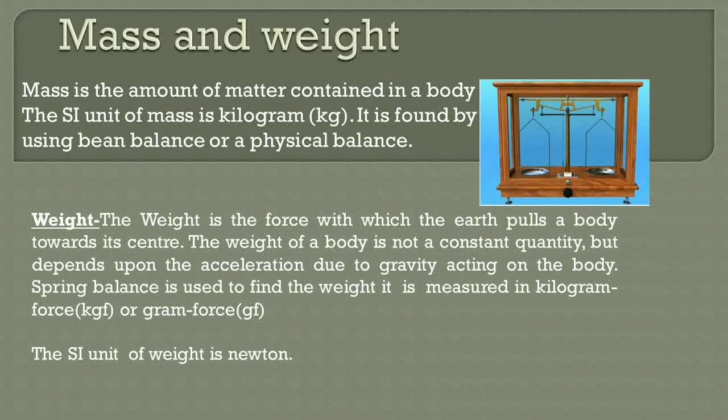The weight of a body is not a constant quantity but depends upon the acceleration due to gravity acting on the body. The acceleration due to gravity is not the same at all places on the surface of the earth but changes from place to place. It has been found that acceleration due to gravity is maximum at the poles of the earth and minimum at the equator. So the weight of a body of a given mass shall be maximum at the poles and least at the equator. So this you have to remember. Clear?